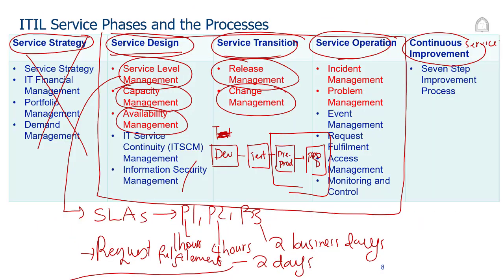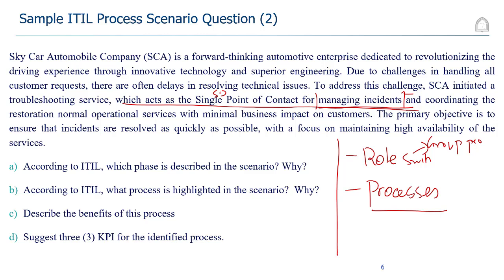So let's now go back, having said that. So this one particular question here: coordinating the restoration of normal services. What does that tell you? According to the ITIL, which of the phases is described in the above scenario and why? We are talking about the restoration of the normal operational services with minimal disruption. Okay, the primary objective is to ensure that the incidents are resolved as quickly as possible with focus on maintaining high availability of the services. So that one there, for example, is incident management, okay?